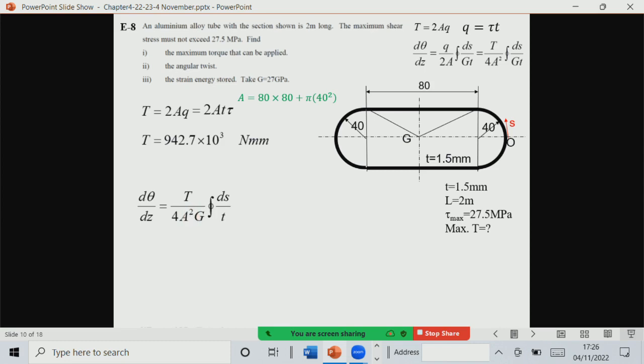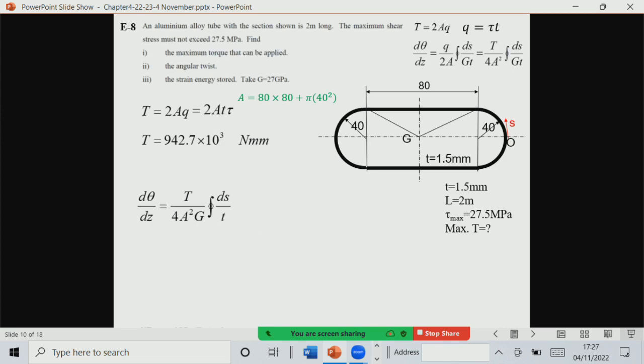So we are allowed to remove G from the integral because the whole section is made of aluminium. Are we allowed to remove t from the integral because the thickness is constant as well? So t can be removed as well. So the remaining part of this term is a loop integral of ds. What is loop integral of ds?